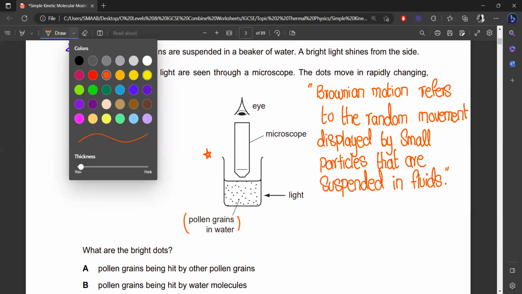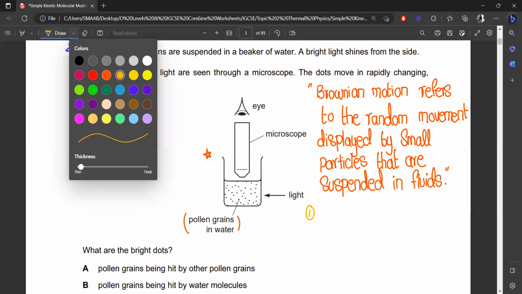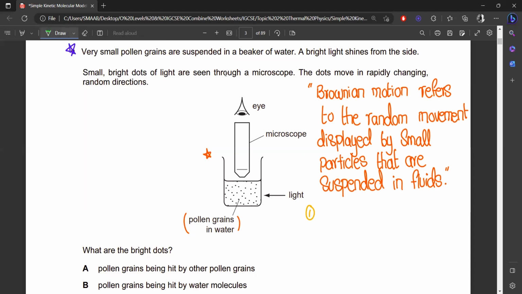So if we talk about the factors, let's talk about the size. You know that if we increase the size of the particle, the speed will automatically decrease, right? Because the particle becomes heavy, so it will move with slow speed.